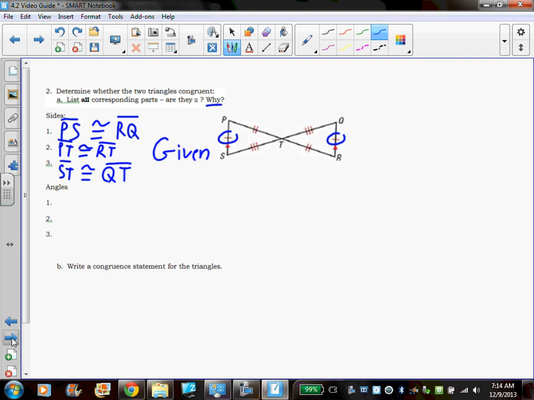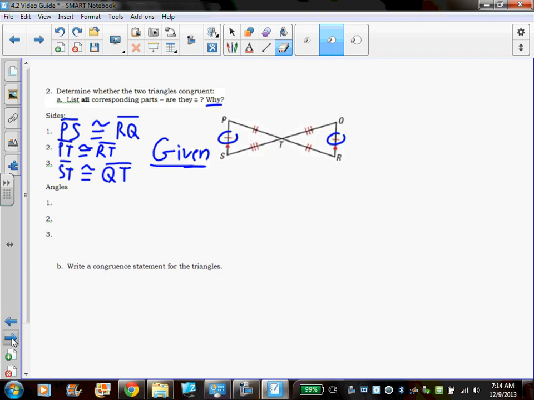And if you ever write given, what that means is it was a piece of information that was given to you in the problem. You didn't have to figure anything out. It was written on the paper for you. The angles we're going to need to get from a combination of informations.